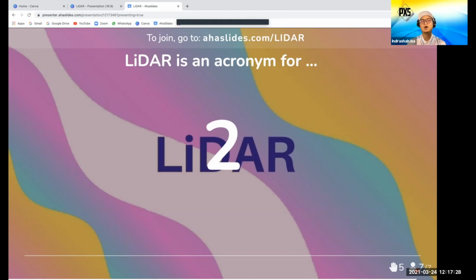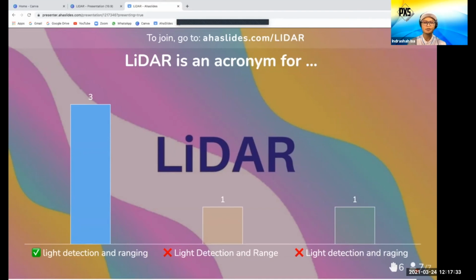What does LiDAR stand for? Time's up! Let's see. Light detection and ranging. Light detection and ranging.